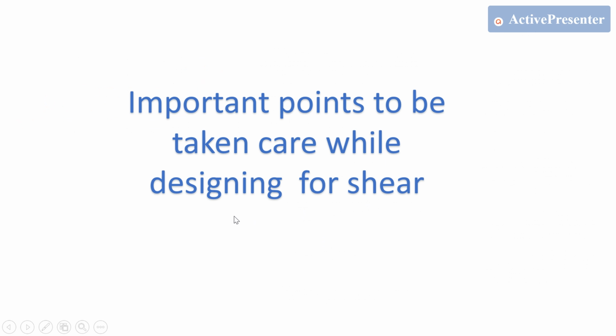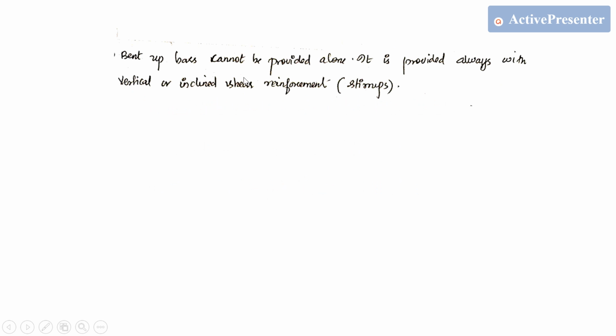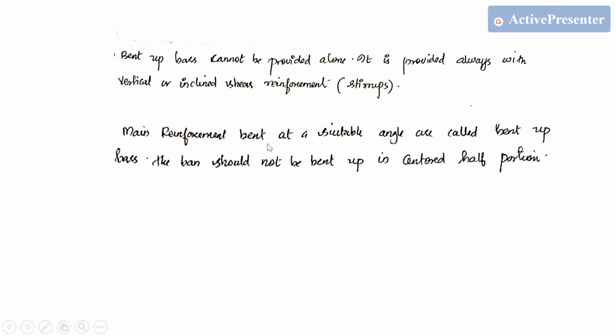Okay. Now, some important points to be taken care of while designing for shear. The first one: the bender bars cannot be provided alone. That is, they are always provided along with the vertical or inclined shear reinforcement. If you are planning to provide bender bars, you should not provide them alone. They should be provided along with your vertical stirrups, or your inclined shear reinforcement. The main reinforcement bent at a suitable angle is called bender bars.